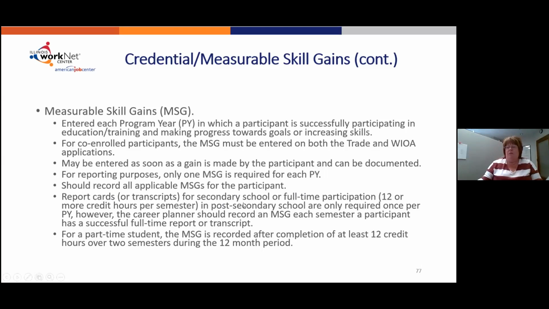Report cards and transcripts for secondary school or full-time participation in post-secondary school are only required once per program year. However, like we said, record them each semester they have a successful full-time report or transcript. For part-time students, the measurable skills gain is recorded after they complete at least 12 credit hours over 2 semesters during that 12-month period. So that's kind of the rules. We got these from the performance section on how to do this. So if you have any questions, reach out to us or the performance area.